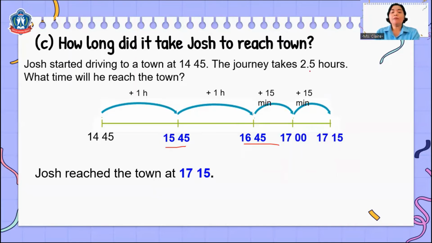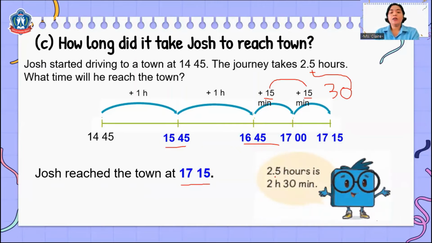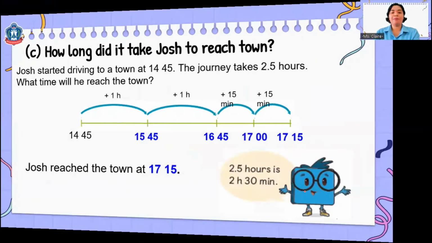Now, when we say 0.5 hours, it means half an hour. That is 30 minutes, right? So 15 and 15 is 30 minutes. This 30 minutes here, children, represents the 0.5 hour. Therefore, Josh reached the town at 17:15. So 2.5 hours is the same as 2 hours and 30 minutes. Okay, take note of that.